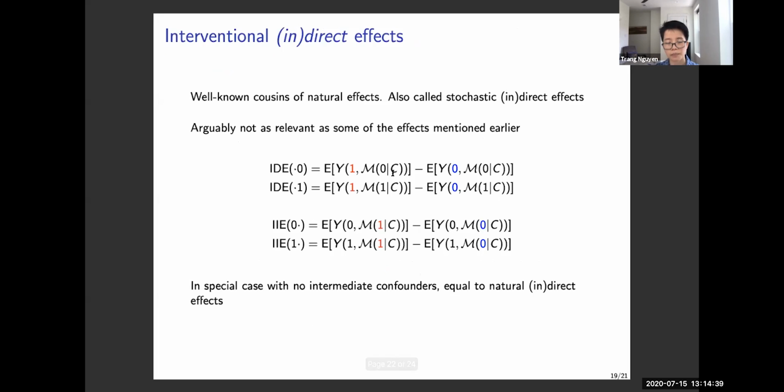It would not be complete if we do not mention the interventional direct and indirect effects. The emphasis here is on direct and indirect. These are well-known effects, but they are arguably not as relevant as some of the effects mentioned earlier if we think about specific research questions. Note that in the special case where there are no intermediate confounders, these are equal to the natural direct and indirect effects.